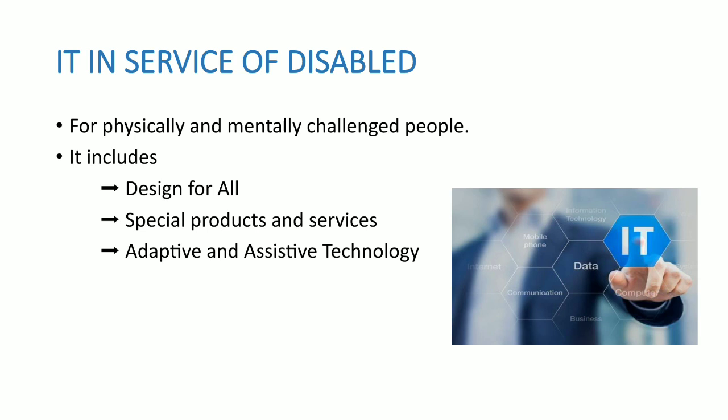You know the problems faced by disabled people in a society. So to make them use our modern computer techniques, IT is providing some services in their favor. It includes the design for all principle, then special products and services for them, and then adaptive and assistive technology. Now we can look at what adaptive and assistive technology is in detail.